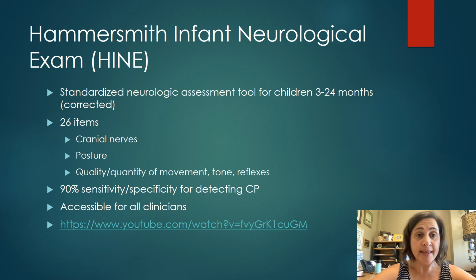So the Hammersmith Infant Neurological Exam, or the HINE, is a standardized neurologic assessment tool for children 3 to 24 months corrected age. The HINE consists of 26 items and is subdivided into 3 sections: physical examination, motor development documentation, and behavior state evaluation. The HINE has a 90% sensitivity and specificity for detecting CP.